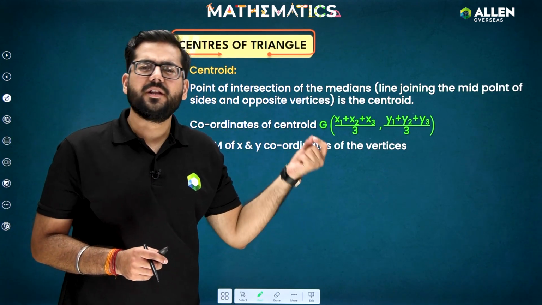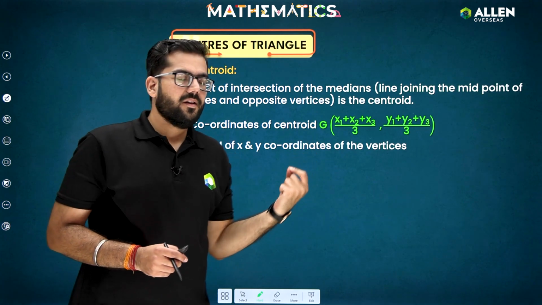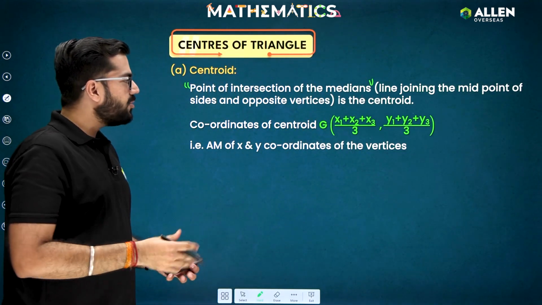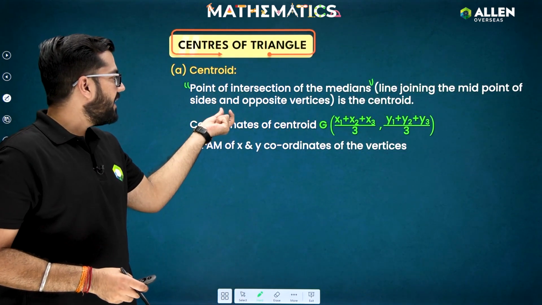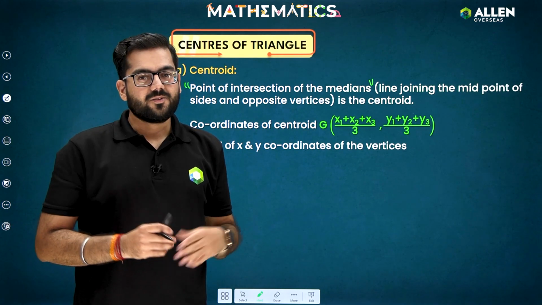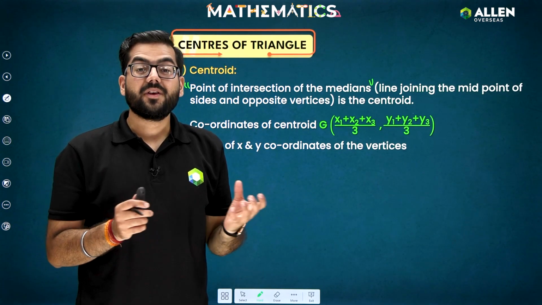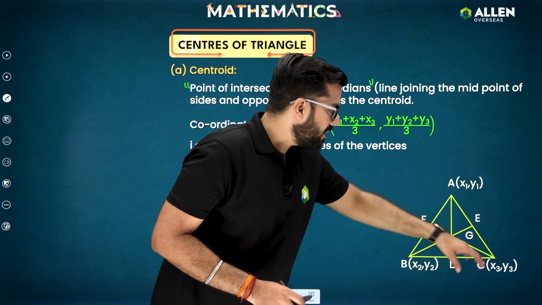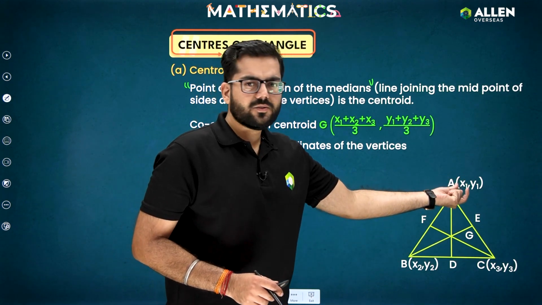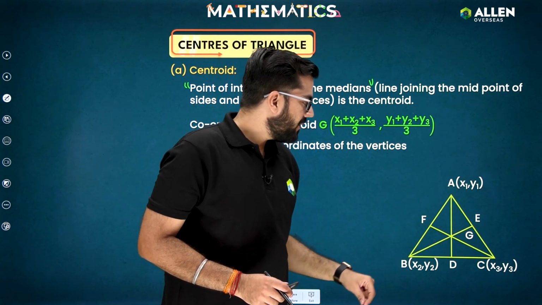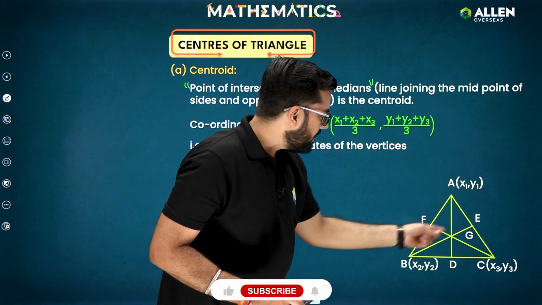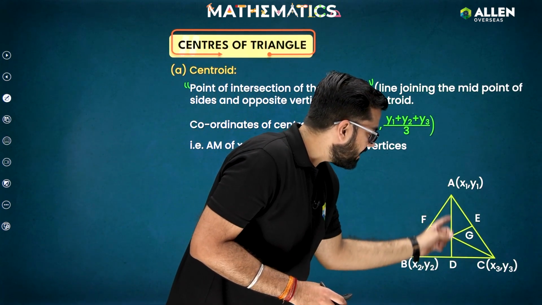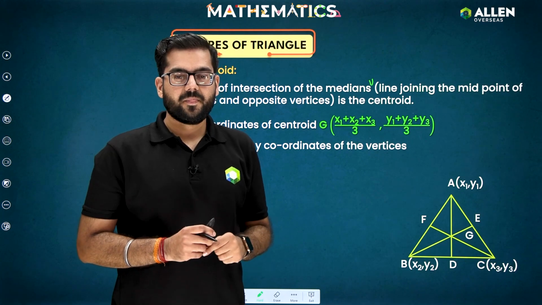And trust me, this is more than enough definition to understand this one. Point of intersection of the medians. Medians are the lines joining the midpoint of sides and opposite vertices. So how can we find the coordinates? It is quite easy. If you have a triangle ABC, with vertices (x1, y1), (x2, y2), (x3, y3), these are your medians AD, BE and CF. The intersection of all these medians gives you the centroid.